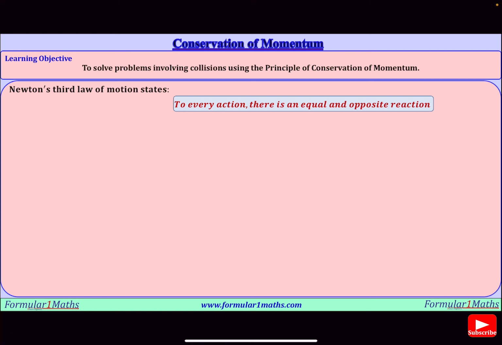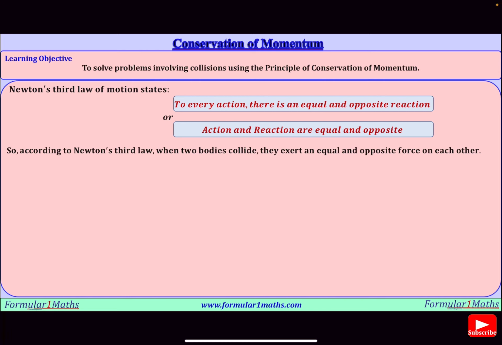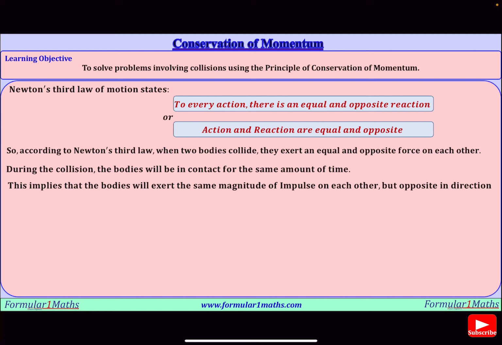It can also simply be stated as action and reaction are equal and opposite. So according to Newton's third law of motion, when two bodies collide, they exert an equal and opposite force on each other. During the collision, the bodies will be in contact for the same amount of time. This implies that the bodies will exert the same magnitude of impulse on each other, but in opposite directions. Because, as we've seen from lesson 1.1, I, which is impulse, is defined as force times time.